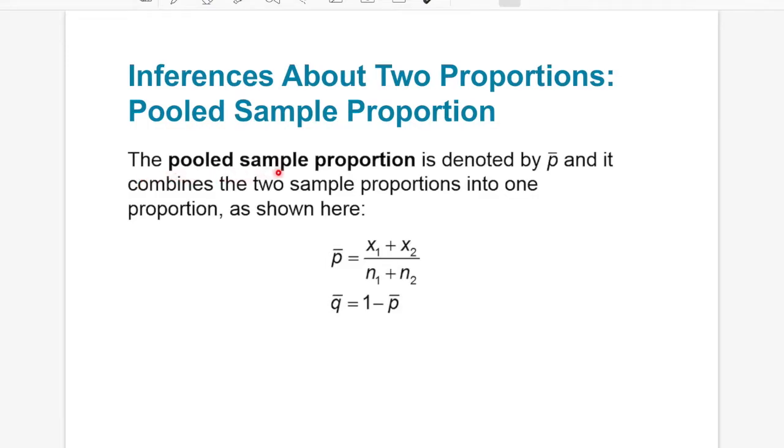The pooled sample proportion is denoted by P bar, and it combines the two sample proportions into one proportion. P bar equals the sum of x1 and x2 divided by the sum of n1 and n2. Q bar is 1 minus P bar.